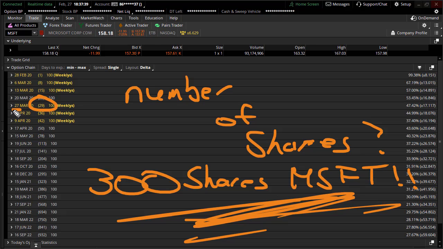There it is. See that option chain right there? It's March 27th, 29 days to go to expiration. Take the expected move. Go right over here to the expected move. The expected move is $17. So if the expected move is $17, you're expecting $17 of movement on 300 shares. So how much money is that? How much money are you going to make or lose?